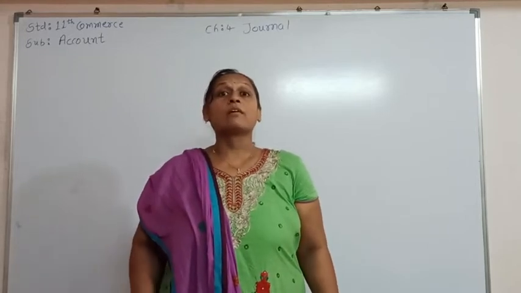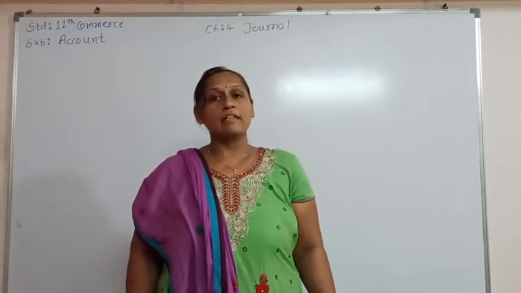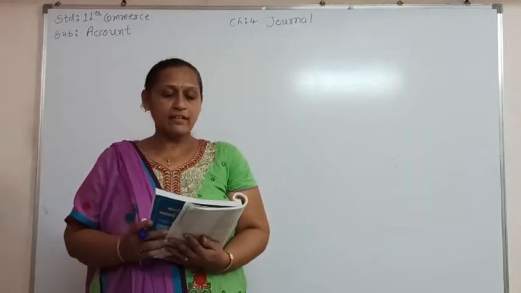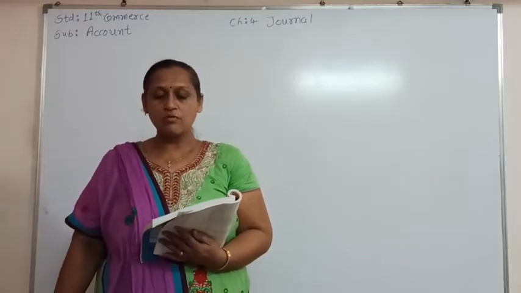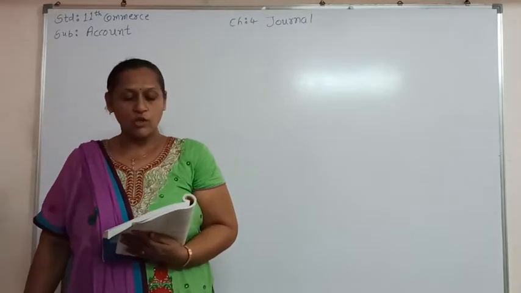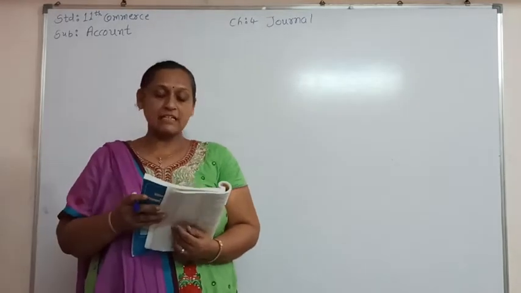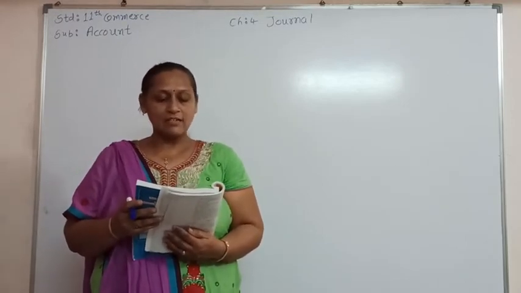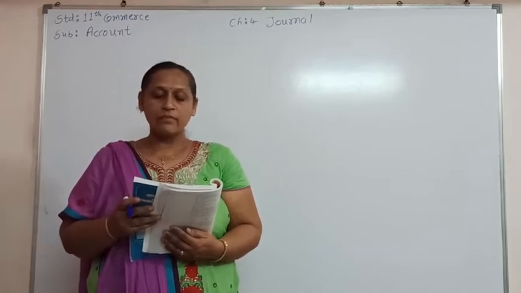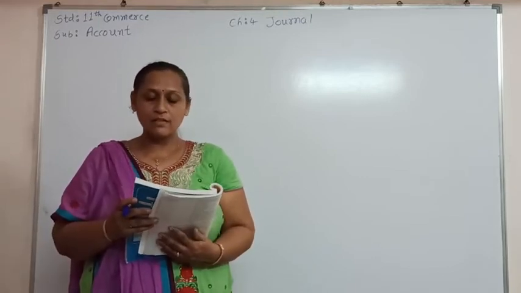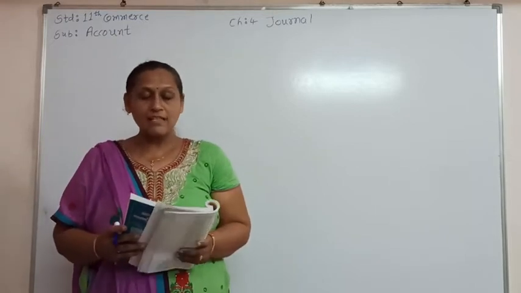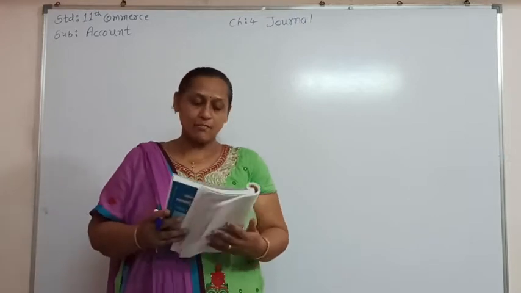Let's see the sum. Sum number 30 is here. Pass journal entries for the following transactions in the books of Shri Ashwin Patel of Ahmedabad for January 2019. CGST 6% and SGST 6% are applicable to the business transactions of Shri Ashwin Patel. For interstate transactions, IGST 12% is applicable. GST is not included in the following transactions. Pass the entries by adding applicable GST.